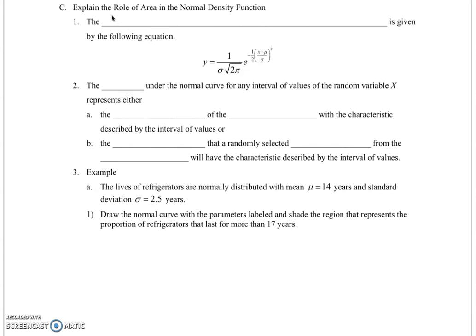So we're going to talk now about the role of area in the normal density function. The normal probability density function. Remember, one of the ways we said probability density or probability distributions could be given was as a mathematical formula. Well, here is that mathematical formula.